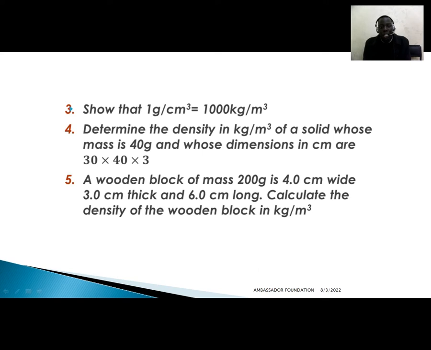Show that 1 gram per centimeter cubed is the same as 1000 kilogram per meter cubed. I think that one I've told you. You simply convert 1 gram to kilogram, convert 1 centimeter cubed to meter cubed, and you divide. You will get 1000 kilogram per meter cubed.